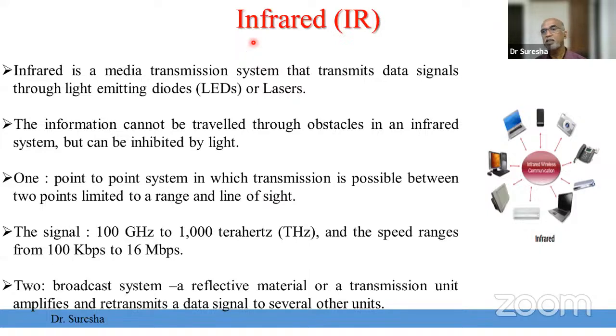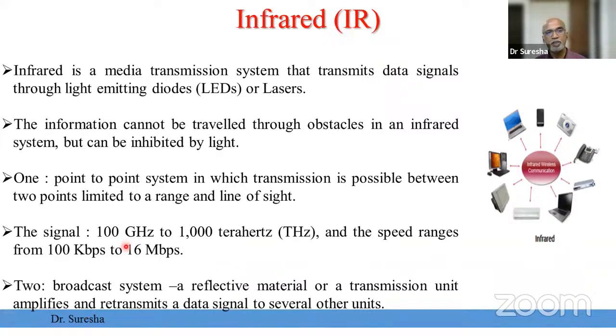Infrared, IR. I think you have seen this in TV remotes, which work on infrared. Infrared is a media transmission system that transmits data signals through light emitting diodes or lasers. The information cannot travel through obstacles in an infrared system. It is a point-to-point system in which transmission is possible between 2 points limited to a range of line of sight. Line of sight is how far we can see, probably some meters. It does not go beyond that.